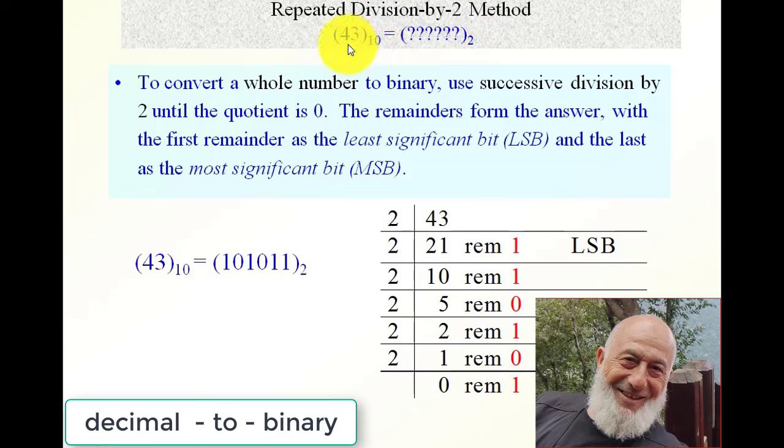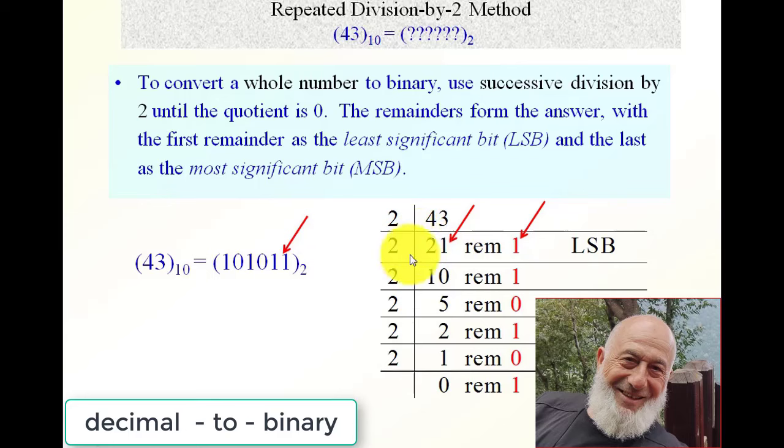We want to convert this number, which is decimal, into binary. First of all, we divide the number by the new base, and then we have a result, which is 21, and the remainder is 1. The remainder, 1, goes here. Okay, then what do we do?